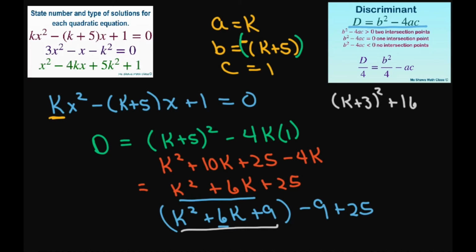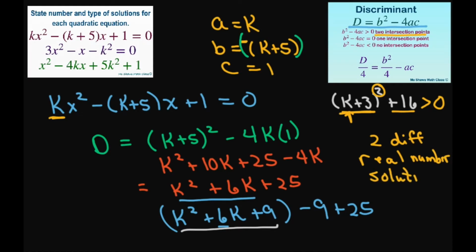All right, is this positive or negative? Well, we have to look at each piece. This part is positive because no matter what you put in for k, once you square it, it's going to be positive. Plus, you're adding a positive number. So this is going to be positive. That means we have 2 intersection points, which means 2 different real number solutions. So that's why these with the k are a little bit harder. You have to look at it a little more carefully.